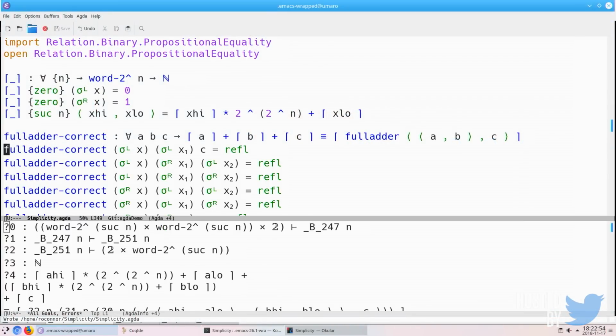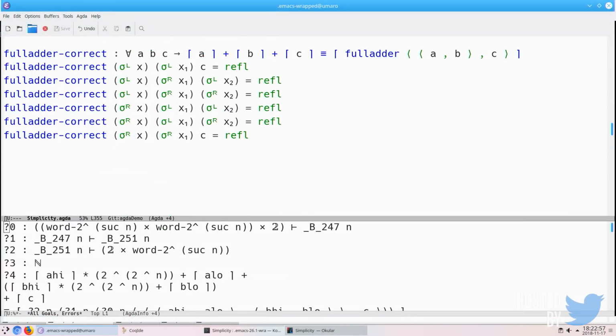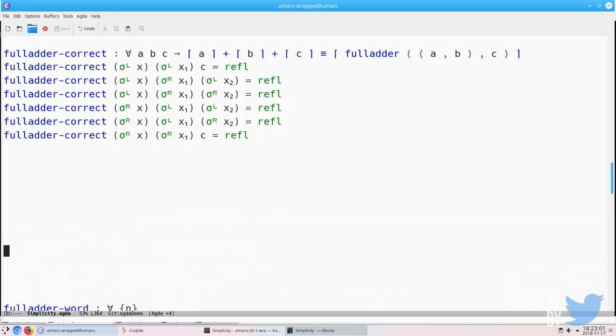Well, there's only 8 cases that we need to consider, so we can just try them all to see if it works. So let's do that. And yeah, OK, they all work. And that's how we prove that. Maybe that was a little bit too easy.